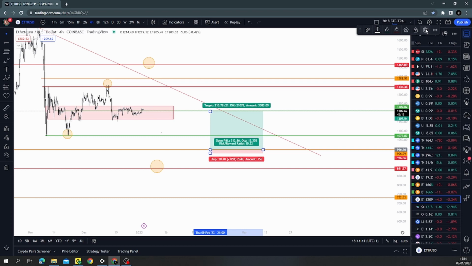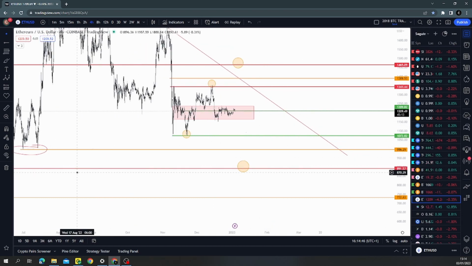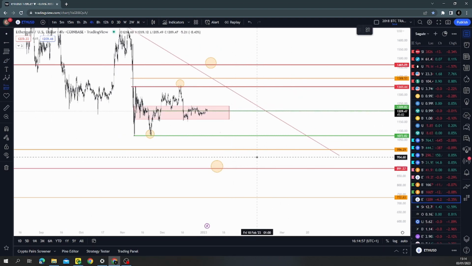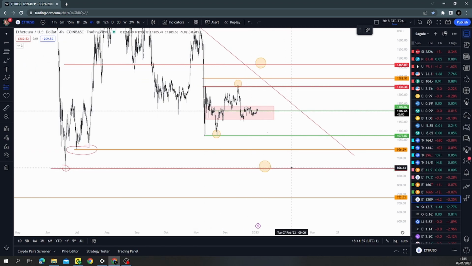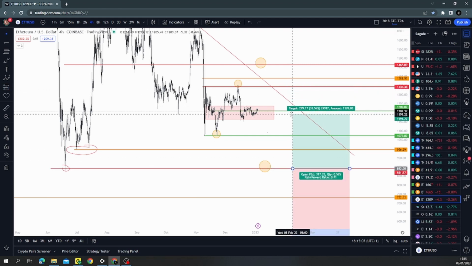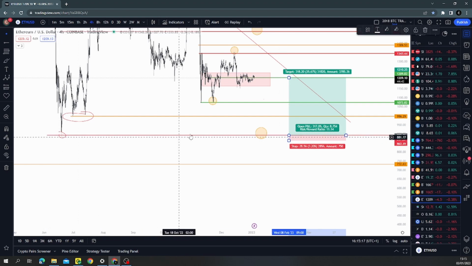Okay, second option, the price decides to rip also these lows here. No problem, we wait, we are not in a rush. Our long position will be around here. Take profit is gonna be up here. Our stop loss is gonna be lower than the previous low, lower than this wick.